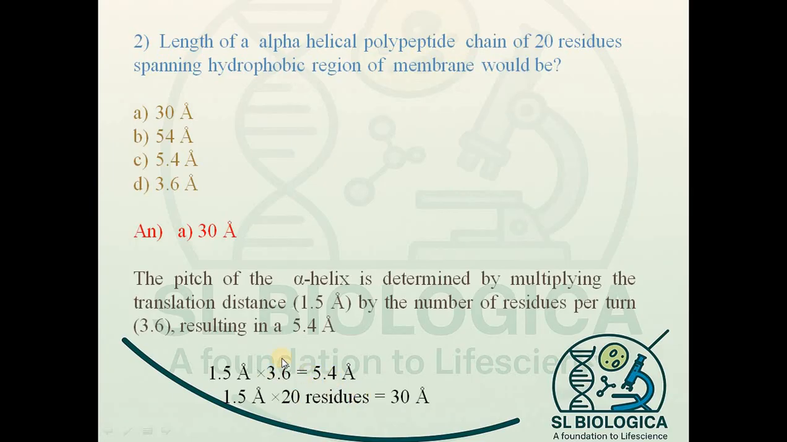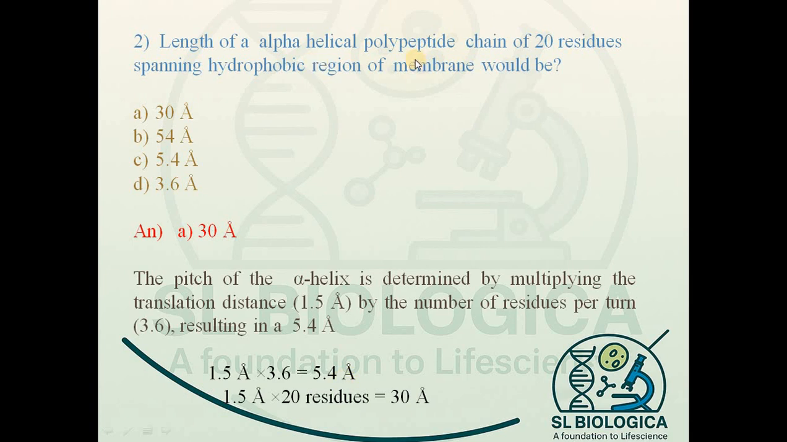This is the formula to find out the pitch or length of the alpha helix. This is the constant unit of alpha helix forms. That is, the translation distance of alpha helix structure is multiplied with the number of residues present per turn, that is 3.6, which results into 5.4 angstrom. Okay, so pitch of the alpha helix, that is length of the alpha helix, is equal to translation distance into number of residues per turn, that is 1.5 into 3.6 will give 5.4 angstrom.